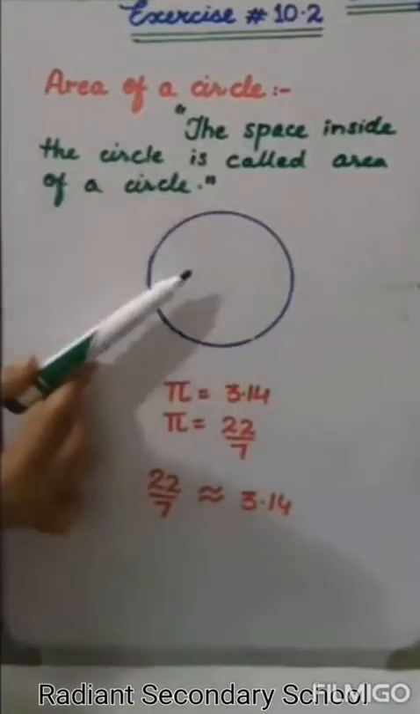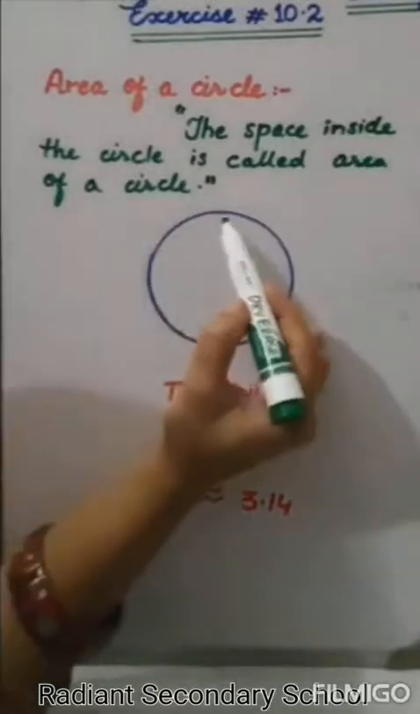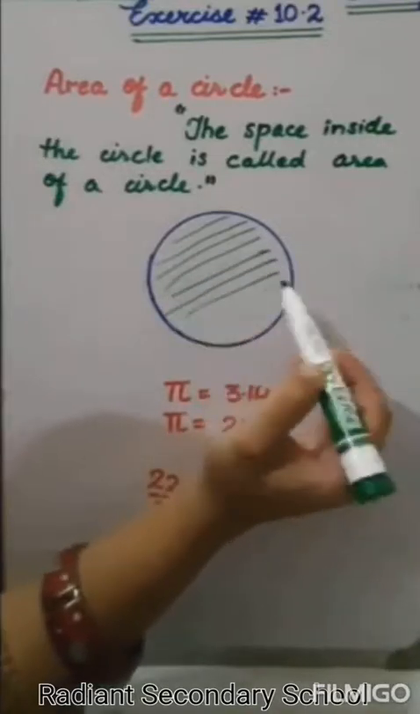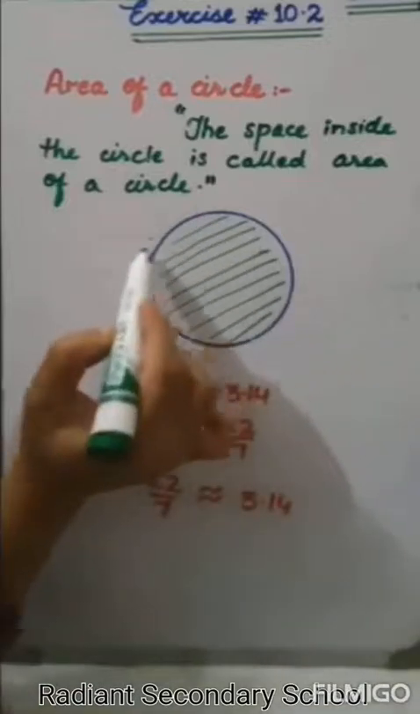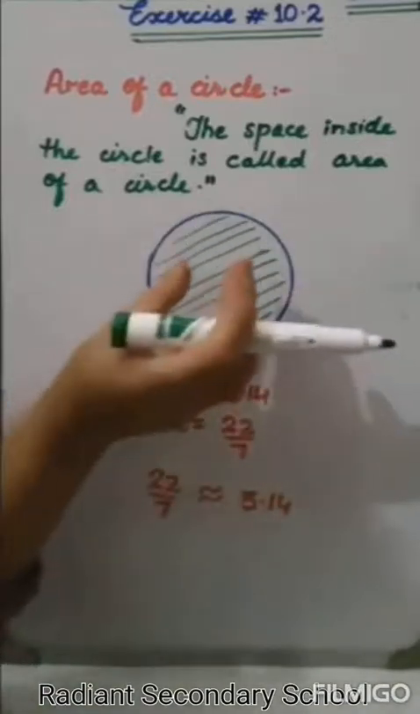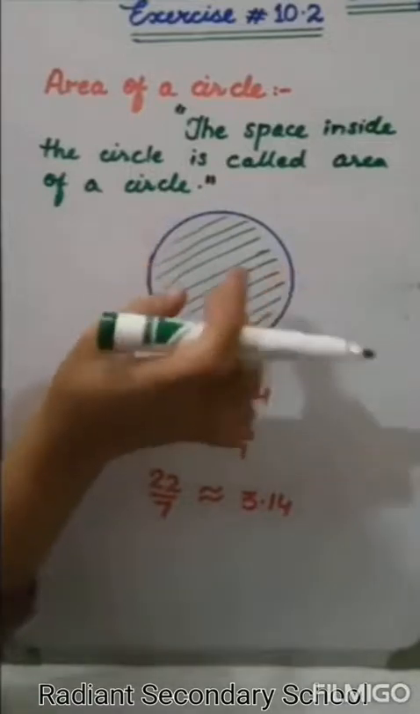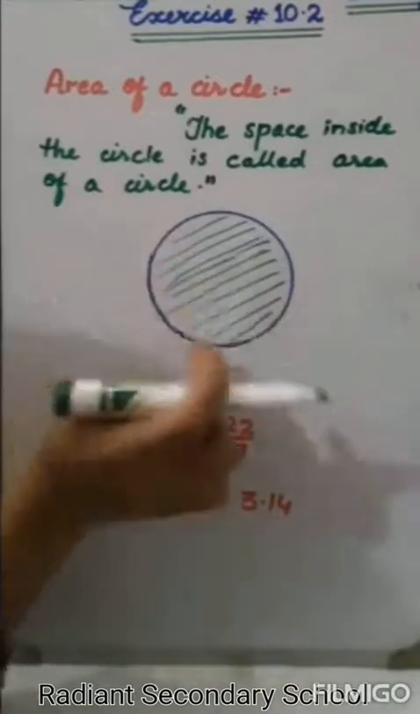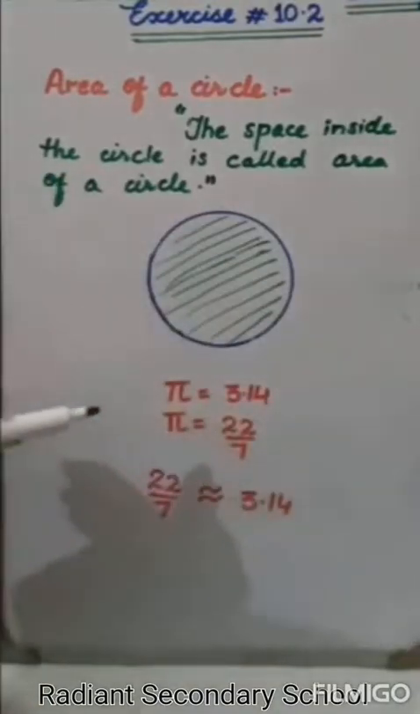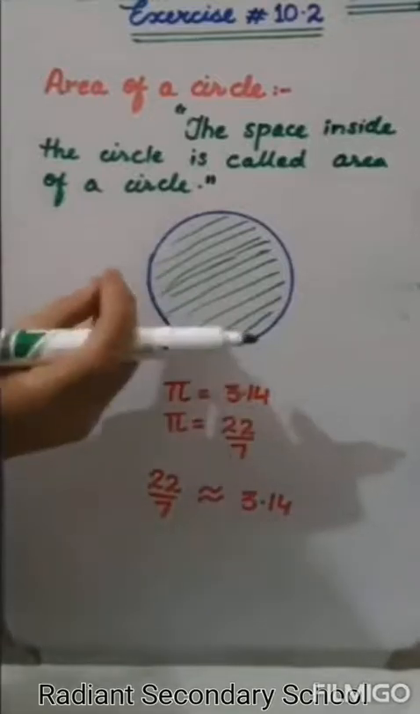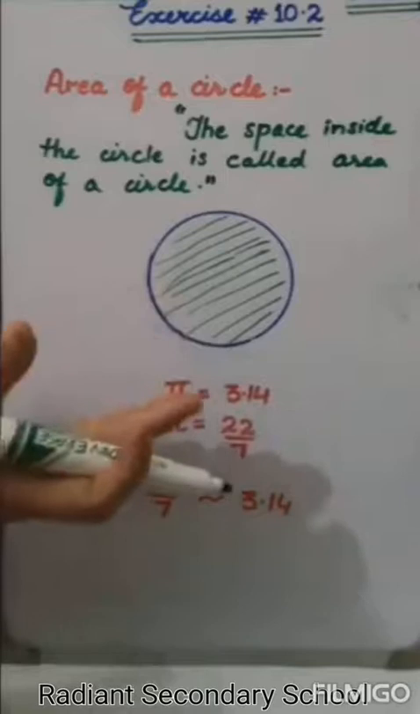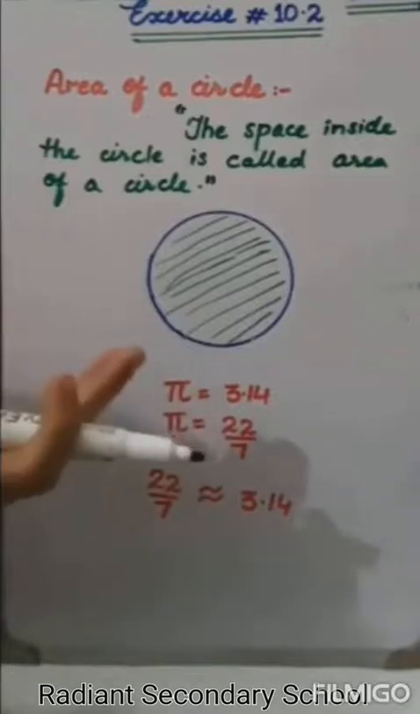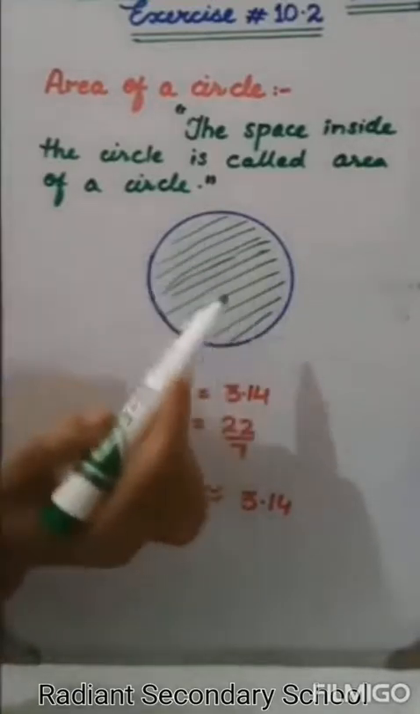Okay, look at this circle. If I am drawing these green lines inside this circle, so inside this circular boundary, the space inside this circle is called the area of that circle. Area is actually the space inside the circle, or you can say the space inside it in any shape. Any shape is there, so we will call this the area of that shape.